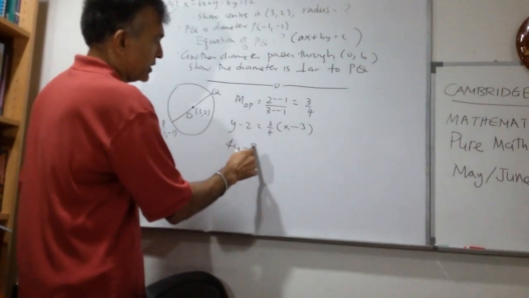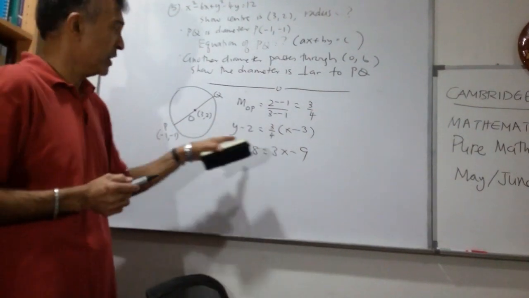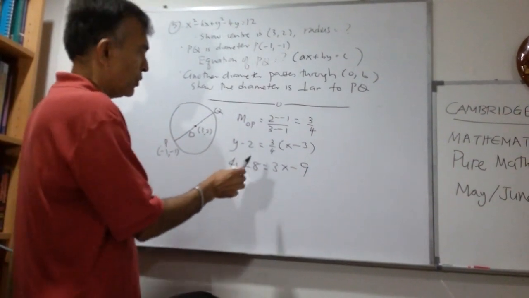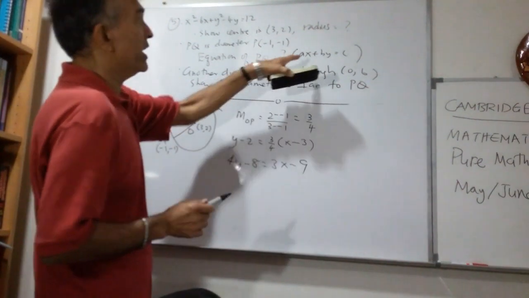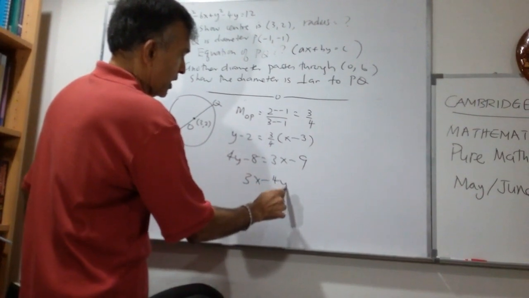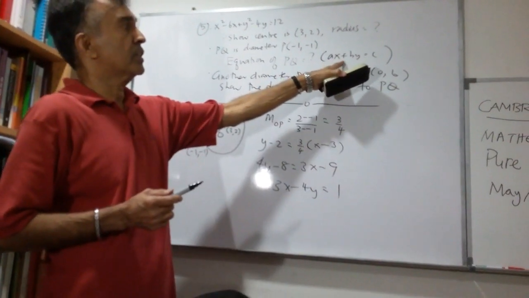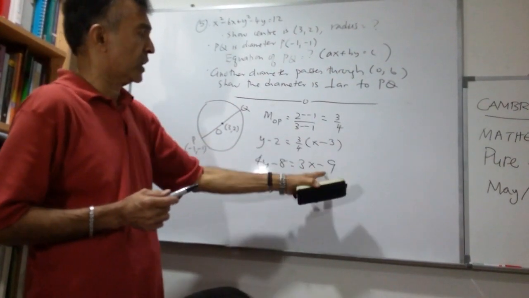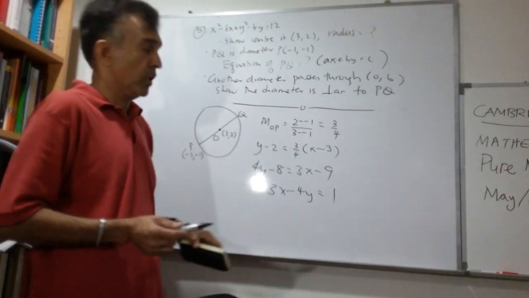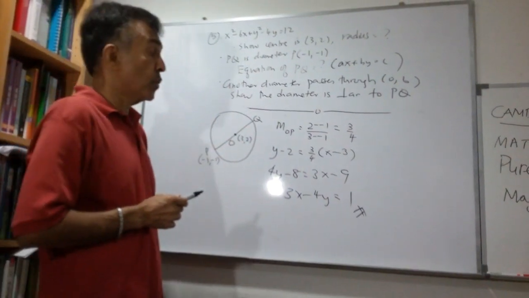So I have 4y minus 8 equals 3x minus 9. Cleaning this up, that's easy for us to do. How do they want it? ax plus by. So I have 3x minus 4y equals 9 minus 8, which is 1. Let me check that again. I want the answer in this form, so I took the 4y to this side, so it's 3x minus 4y, that's fine. And I took the 9 to the left, so it's 9 minus 8, 1. So we have the answer as 3x minus 4y equals 1.